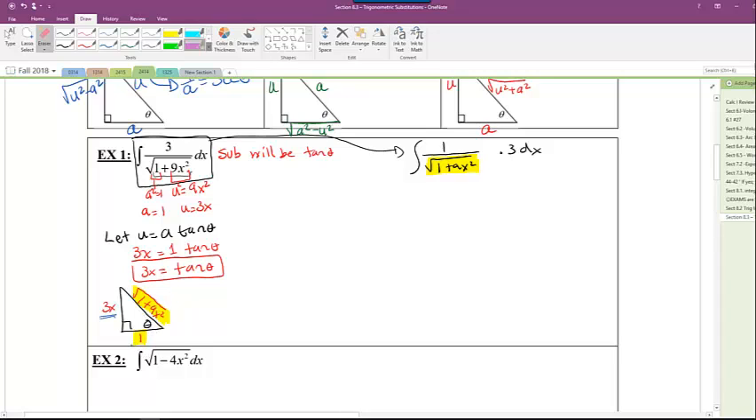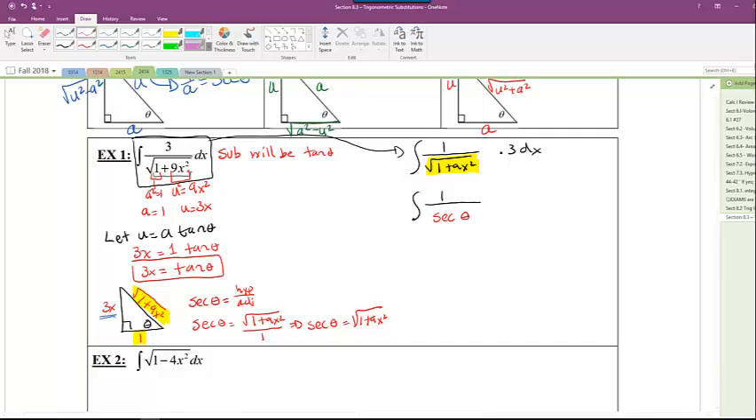so I need to relate it between the hypotenuse and the adjacent side. Well, I know that the secant of theta is equal to hypotenuse over adjacent, which means that the secant of theta in this case would equal the hypotenuse, which happens to be the square root of 1 plus 9x squared, over my adjacent side, which is 1. So secant of theta is equal to the square root of 1 plus 9x squared. In my problem here, instead of writing the square root of 1 plus 9x squared, I can write secant of theta.